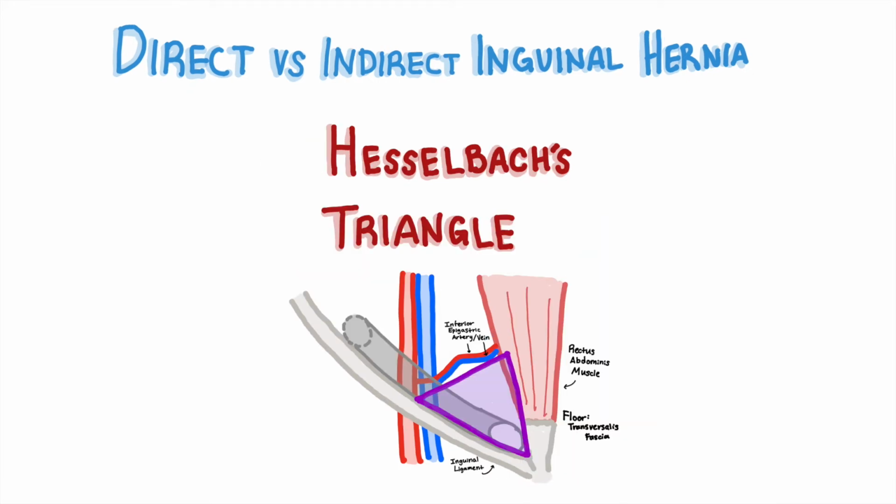I also want to talk about Hesselbach's triangle or the inguinal triangle, an important region in the context of inguinal hernias. Hesselbach's triangle is bordered superior-laterally by the inferior epigastric vessels, medially by the rectus abdominis muscle, and inferiorly by the inguinal ligament. Its floor is made up of the transversalis fascia. Hesselbach's triangle is important because this can represent an area of weakness that a hernia might form through.